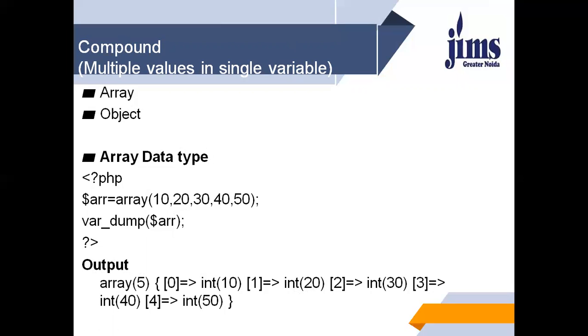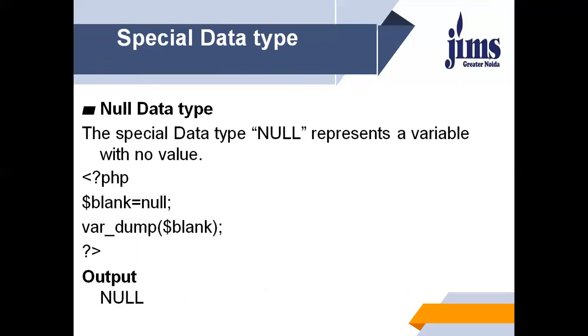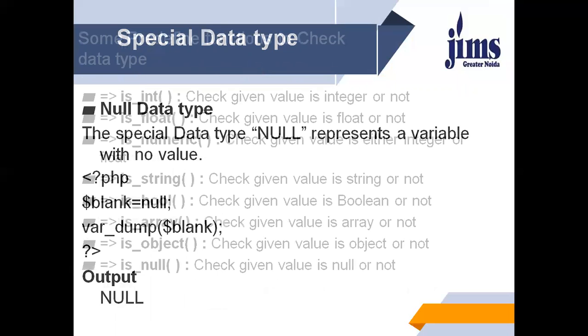And object variables are complex variables that have their own functions, that is methods, for accessing and manipulating their content. Then we have a special data type. The special data type null represents a variable with no value. Like here in this example, we put $blank is equal to null. And when we put var_dump($blank), it will print the null value.